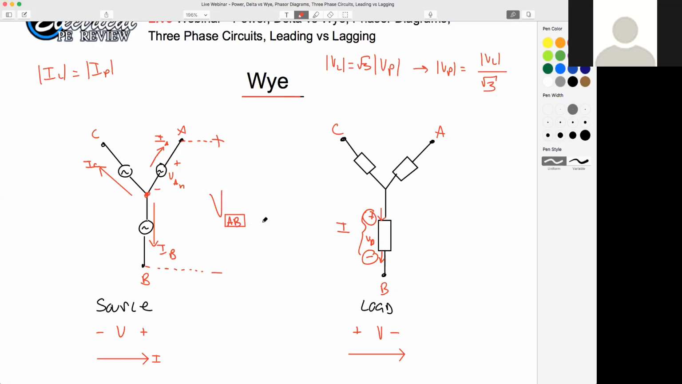Keena said square root 3 VAN. Yep, that's true. Not exactly the answer I'm looking for. Craig, Omar, and Rel, yep, 100%. This is the answer I'm looking for, VAB. So typically anytime we use subscripts, we're also indicating polarity here too. For voltage, the first subscript will be our positive, and the second subscript will be our negative.